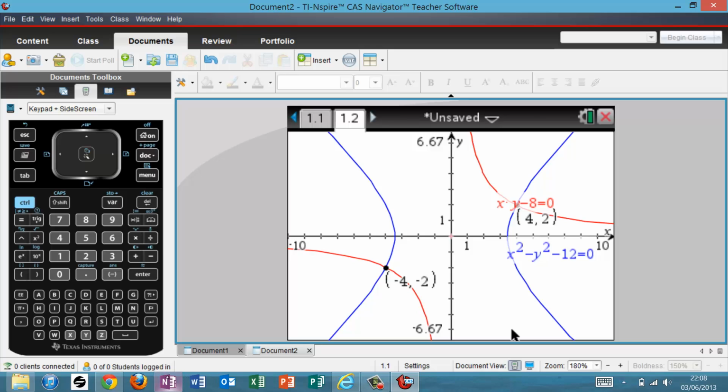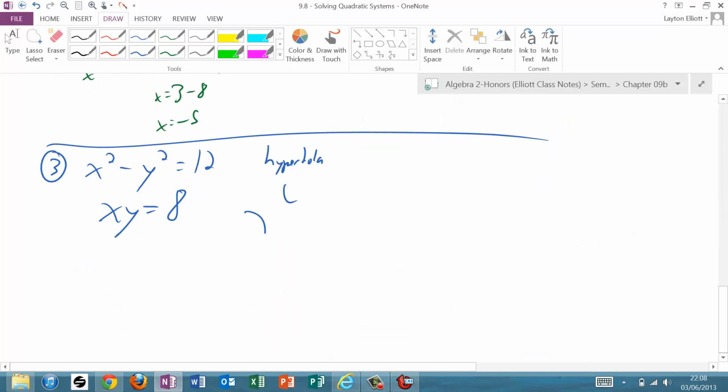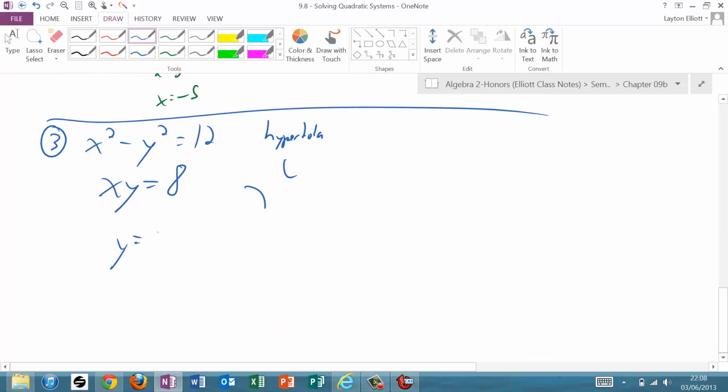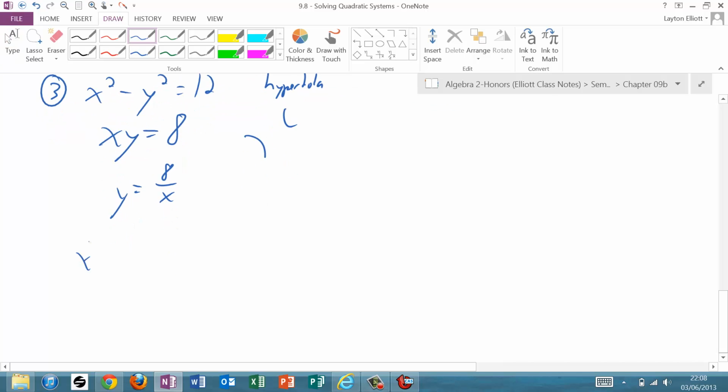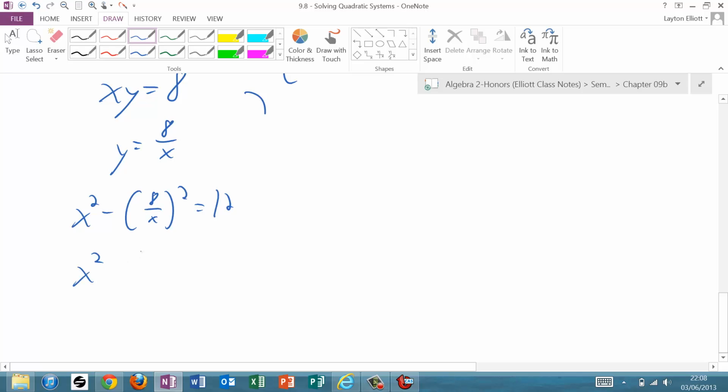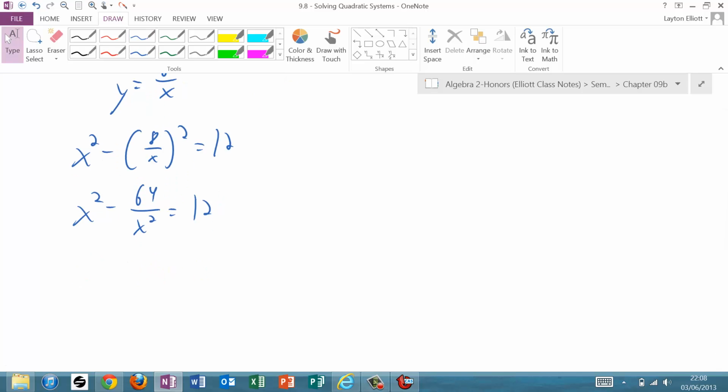Alright, let's confirm that. Let's go to here and solve. I have y is equal to 8 over x. Take that and plug it in, and I get x squared minus 8 over x, quantity squared, equals 12. Or I have x squared minus 64 over x squared is equal to 12. Let's multiply both sides by the least common denominator, and I get x to the 4th minus 64 is equal to 12x squared.